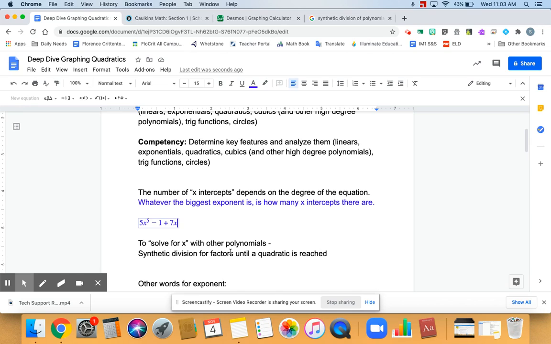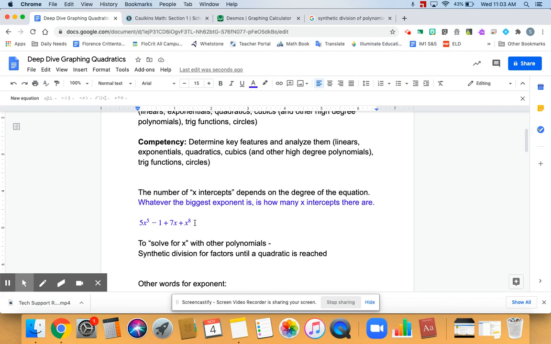But if I did this, now there's going to be 8 x-intercepts because the biggest exponent is an 8. So the degree of this equation is 8, because the word degree just means the biggest exponent of it. So this one's called a polynomial that has a degree of 8.